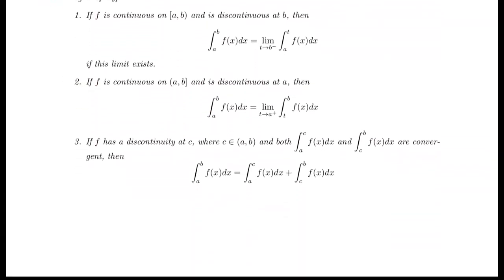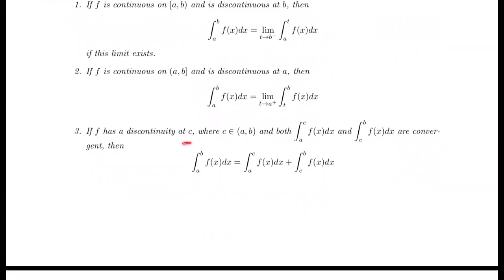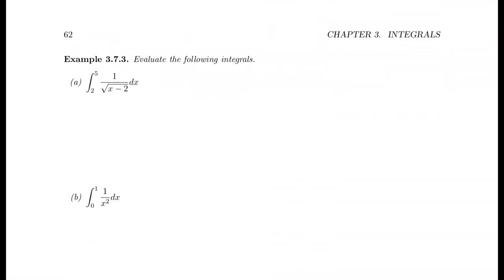And so if f has a discontinuity at c, where c is somewhere between a and b, and both of these limits hold, meaning that they're convergent, then the integral from a to b converges as well if both of these are actually convergent. Okay, so let's have a look at some examples.